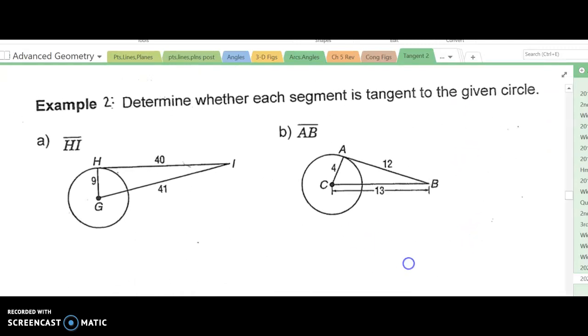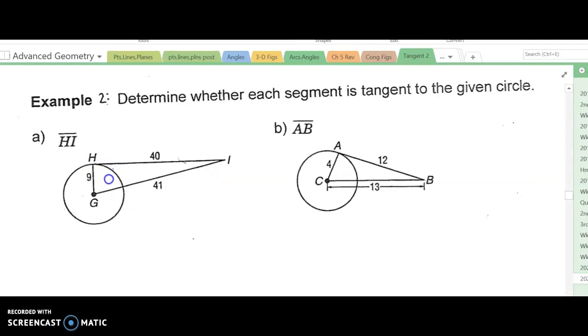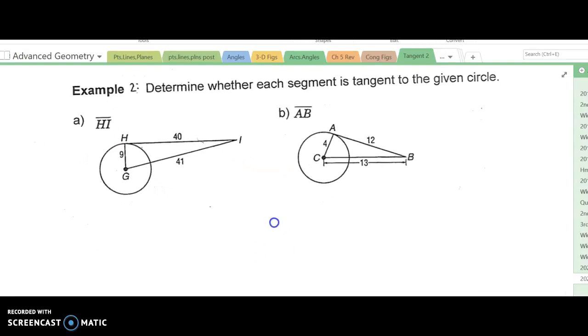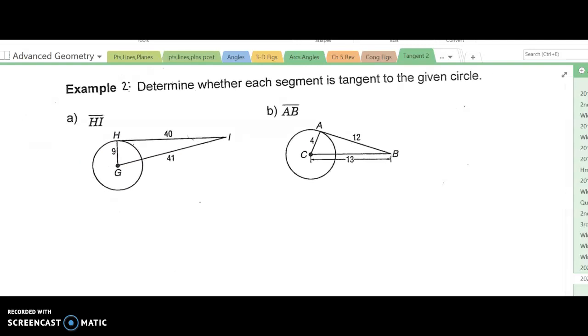So we're going to play "Is the line tangent?" Determine whether each segment is tangent to the given circle. So if this is tangent, then that means that this is a 90-degree angle. How do we know if that's a 90-degree angle? Well, we learned back when we studied right triangles, the Pythagorean theorem only works with right triangles. So the question is, does a squared plus b squared equal c squared?